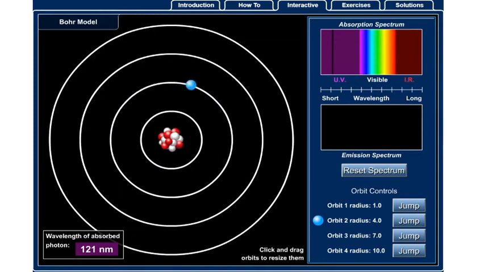If we think back to that video that we watched on Monday, we could then use this wavelength to figure out just how much energy that electron needed to absorb in order to move from the first to the second energy level.